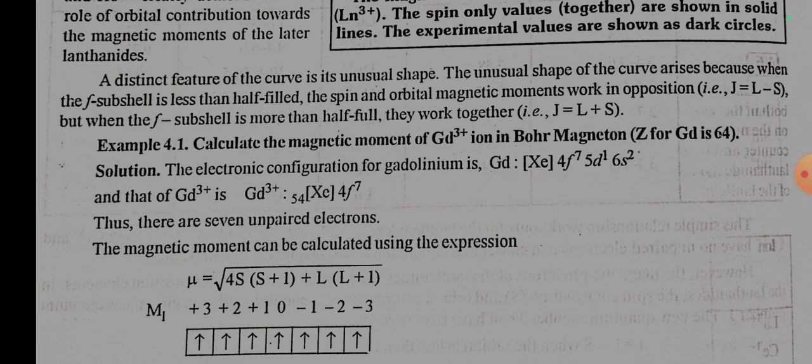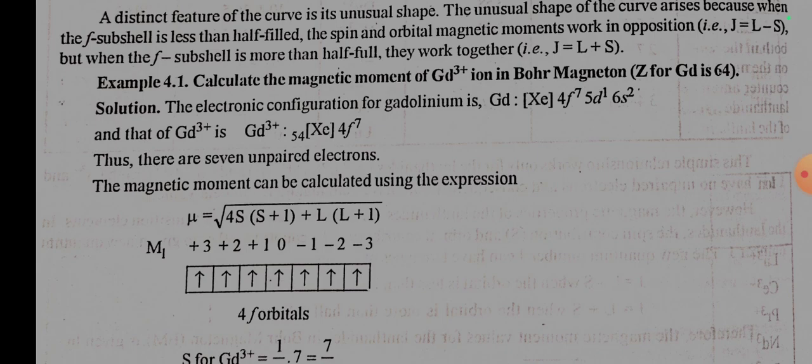The unusual shape of the curve arises because when the f subshell is less than half filled, the spin and the orbital magnetic moments work in opposition, but when the f subshell is more than half full, they work together.